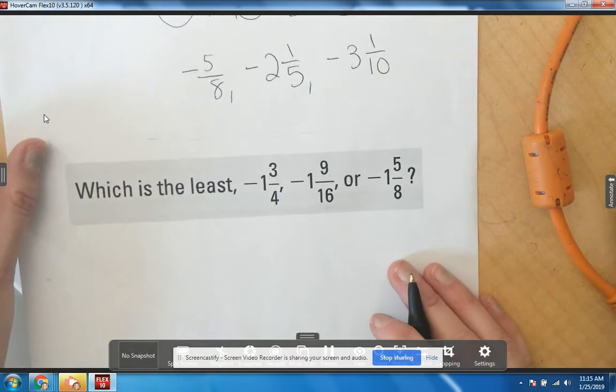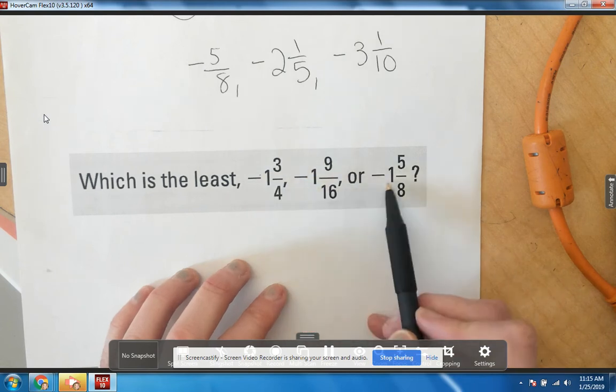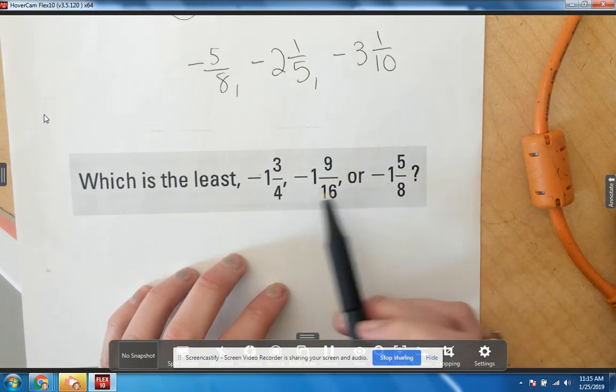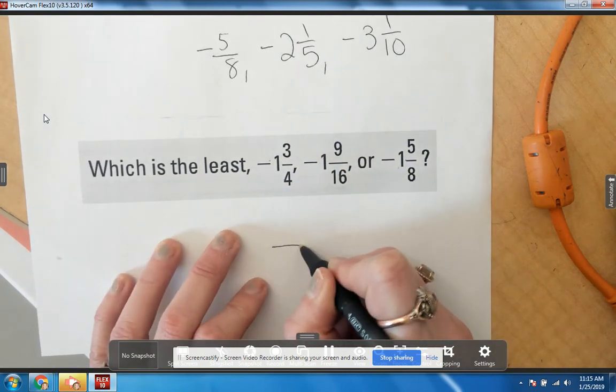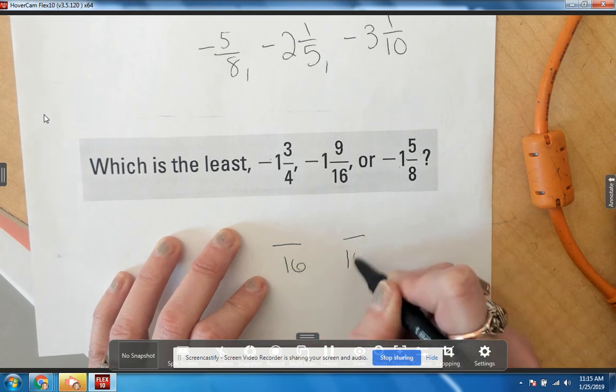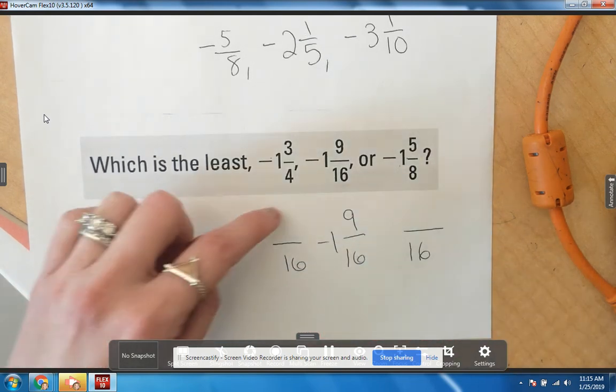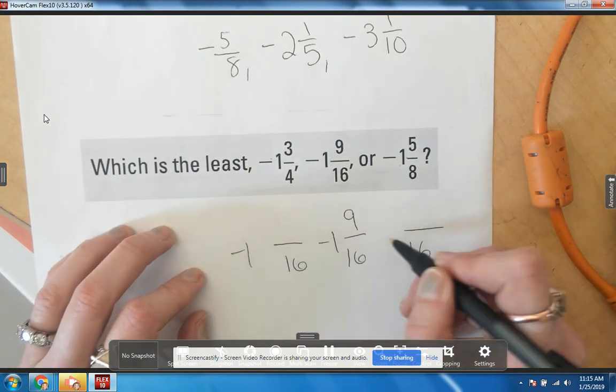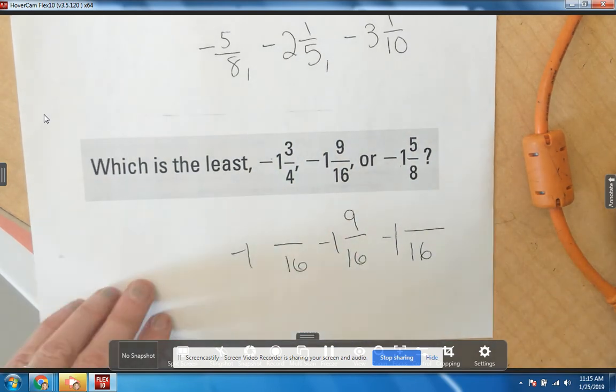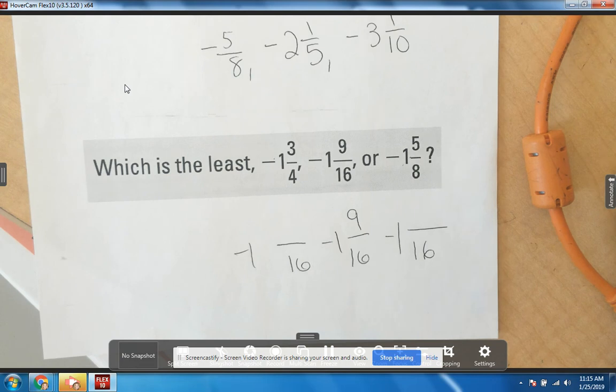I'm going to have you try this one. Now this one, they all have the same whole number, so that's not going to help. So you need to come up with a common denominator. I would use 16 because they can all go into 16. So this one's not going to change. See if you could change the numerators for these ones and then order them least to greatest, keeping in mind the bigger it looks, the smaller it is. So that'll be your last one.